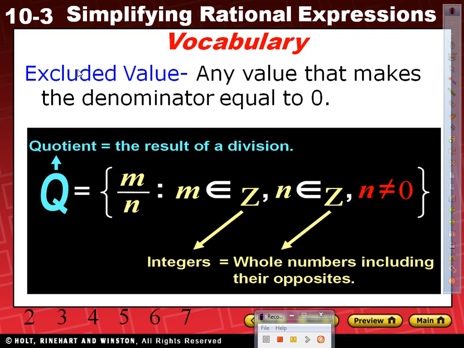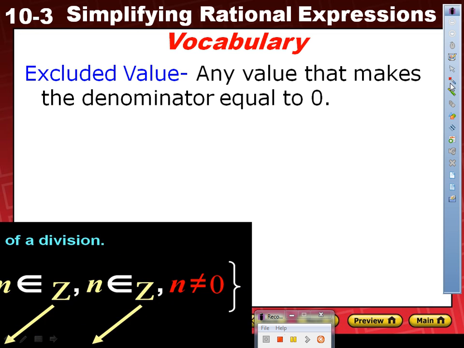So therefore, that's why excluded values are the numbers or values that make the denominator 0. That's the reason why it cannot be 0. When we get to equations, I'm going to show you what Ty was talking about in regards to asymptotes. But for right now, check this out. Copy this example underneath that.